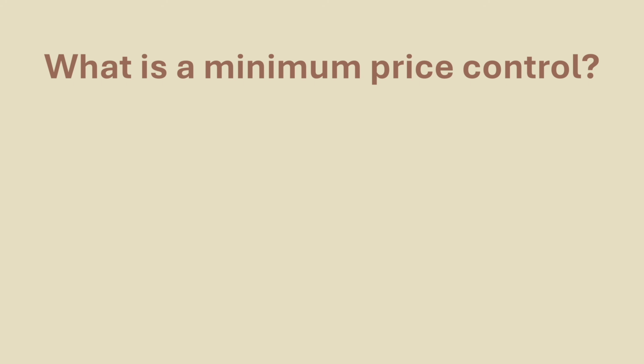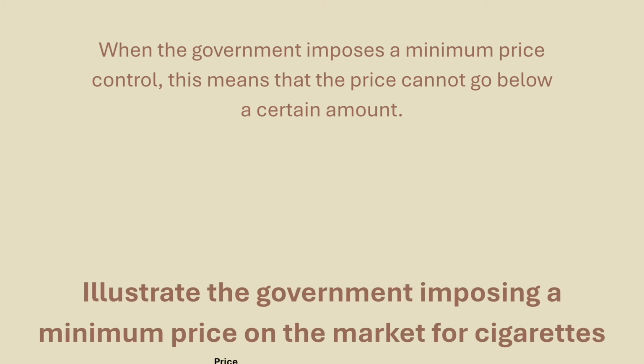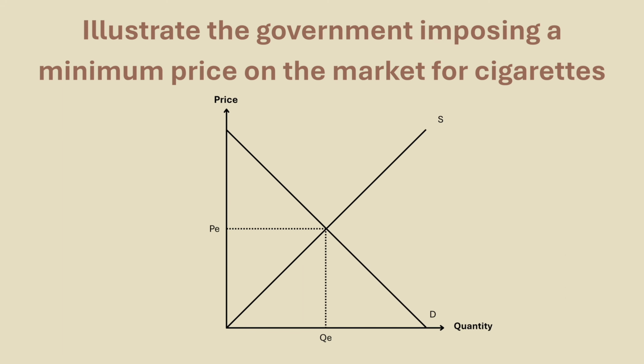Minimum price control is when the government imposes a minimum price, which means that the price cannot go below a certain amount. Illustrate the government imposing a minimum price on the market for cigarettes. Here is the answer. We have a P-min line which is horizontal and it is above the market equilibrium price. It results in a higher price and a lower quantity.